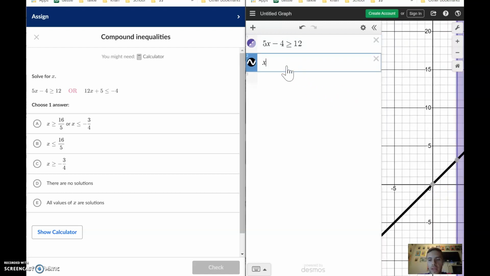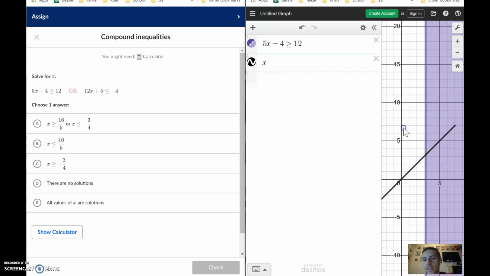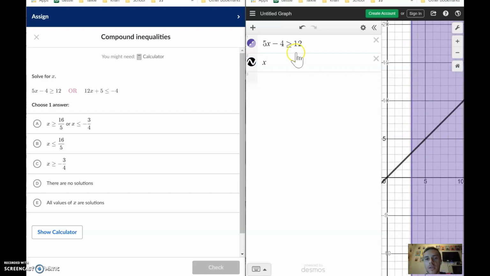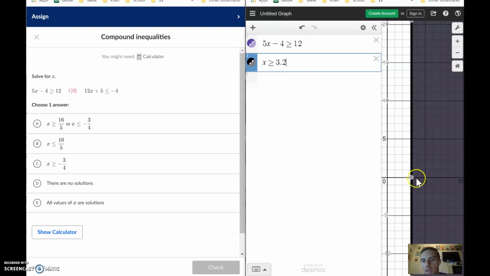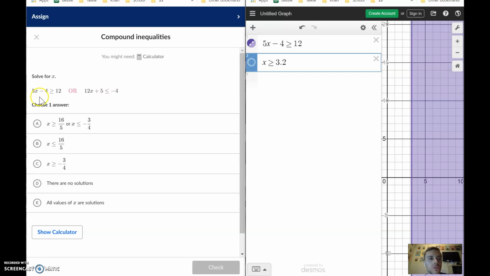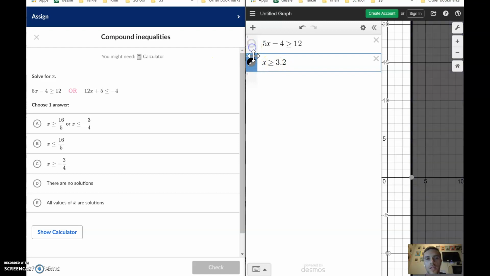So I know that x is shaded to the right. That shade is to the right of the line, so x is greater, and that is an equal to up there, so this has to be an equal to still. And then that number was 3.2, right? And then boom, is it matching up? Yeah, it's matching up. So the solution to the first inequality is x is greater than or equal to 3.2. So any number that's greater than 3.2 is a solution.